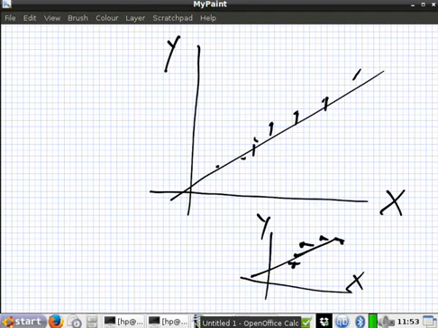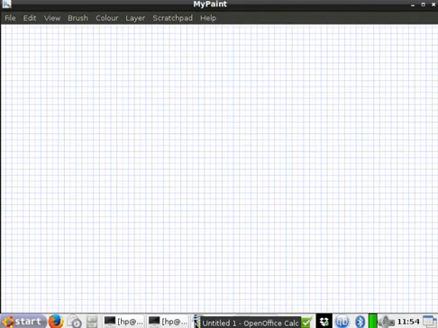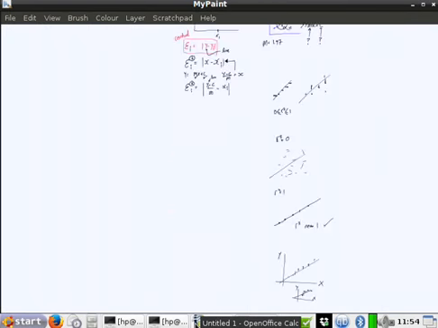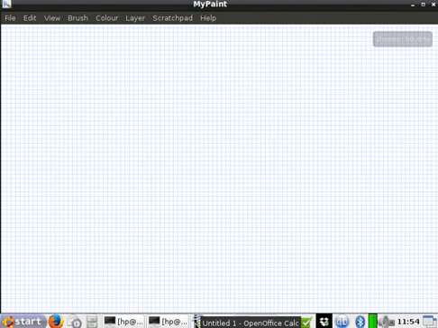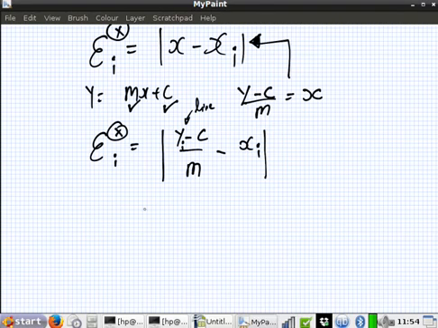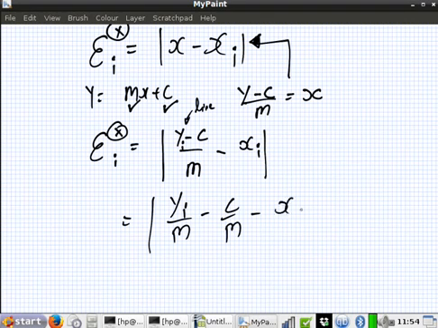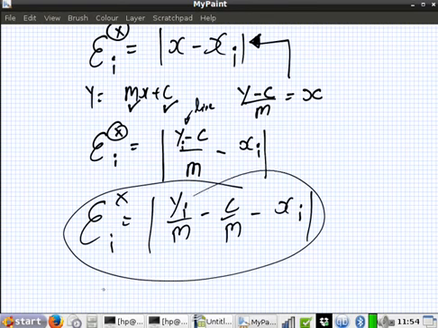So do you have the formula written down? Just before I use the formula, I want to clean it up a little bit. This is yi over m minus c over m minus xi. Okay, so this is the one I'll use. Can you read this back to me in a moment? I want to type it in. Can I type it in now? Do you have it written down?